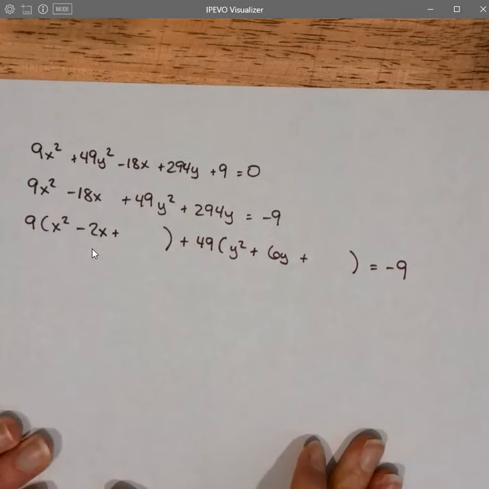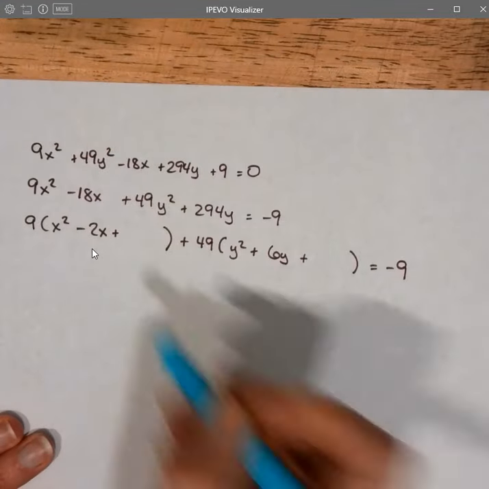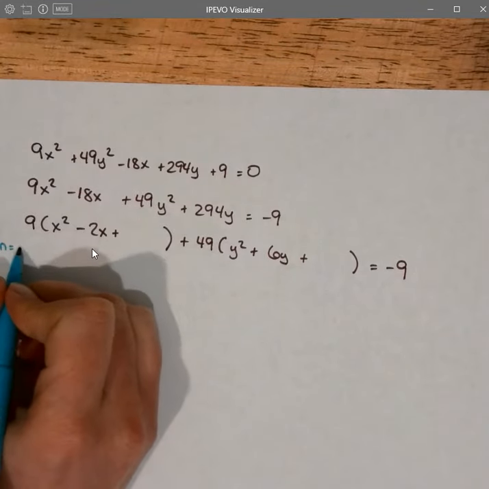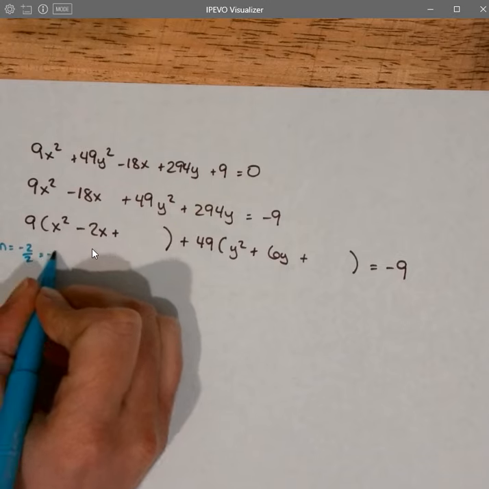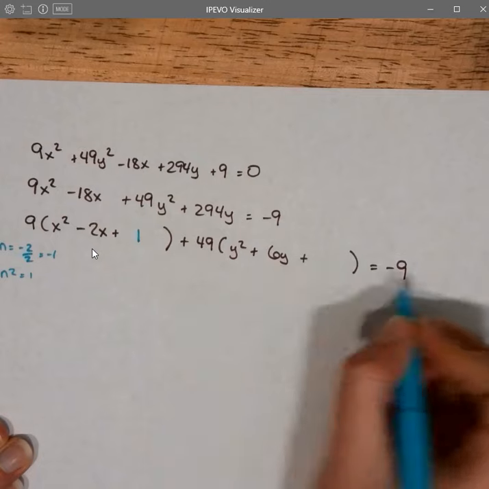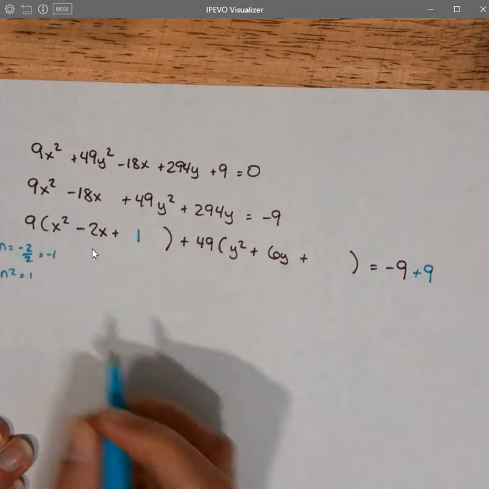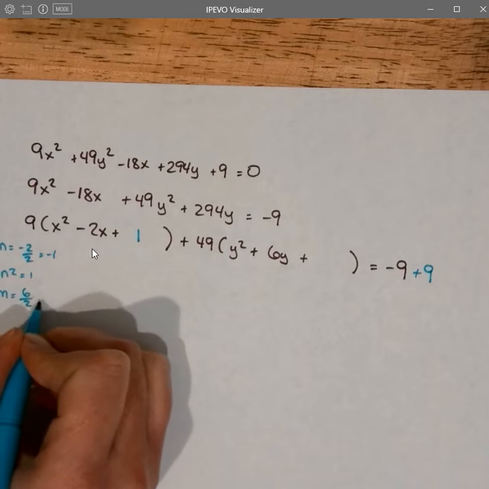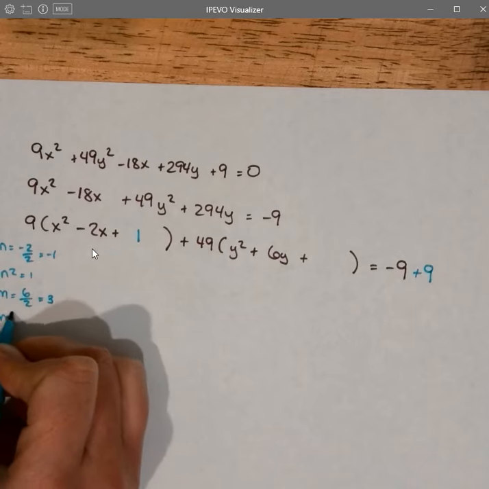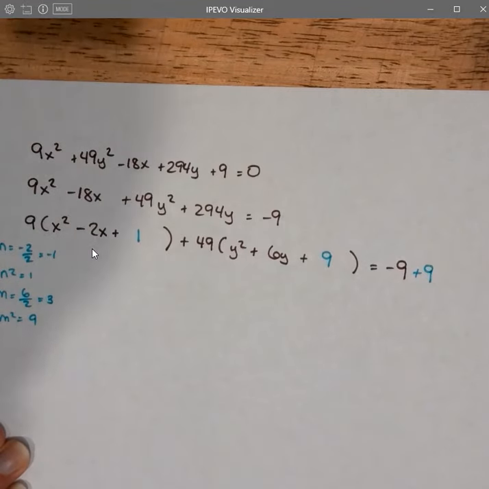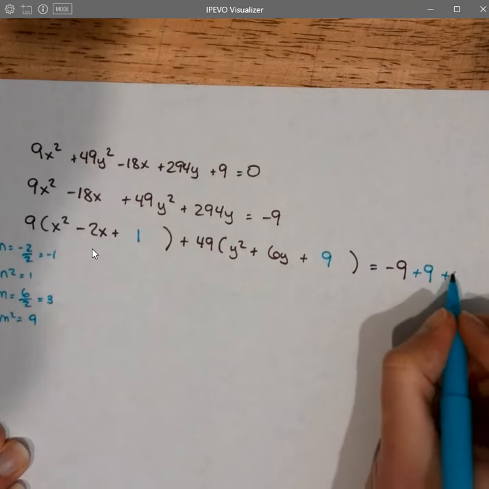Okay. So let's find the values that we need to add in. We're going to add in for the x, negative 2 over 2, so negative 1 squared is 1. We're going to add in 1. Remember, that's really 9 times 1, so on the other side I add a 9. And then for y, we're going to add in 6 divided by 2, which is 3, and then that squared is 9, so we're going to add in a 9. That's really 9 times 49, so 49 times 9 is, we're really adding on a 441.